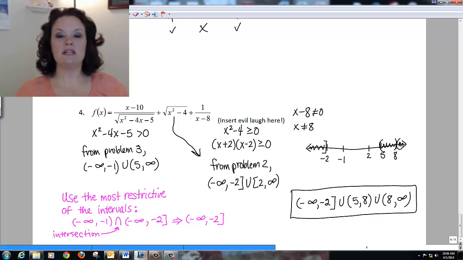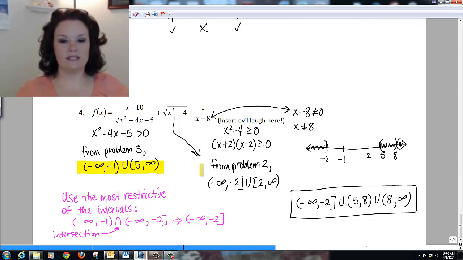So the only new thing that we have to work out here is this bottom piece of my third term. Because it has a denominator, I know that x minus 8 cannot equal 0, which means x can't be 8. So these are my solutions to the 3 parts.